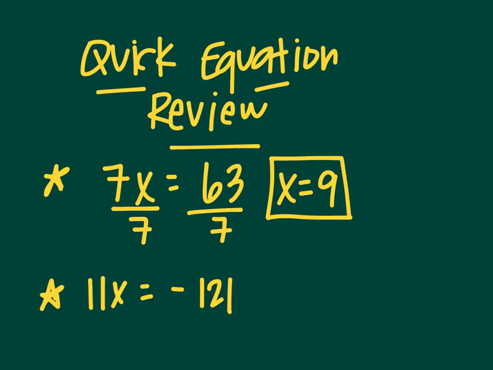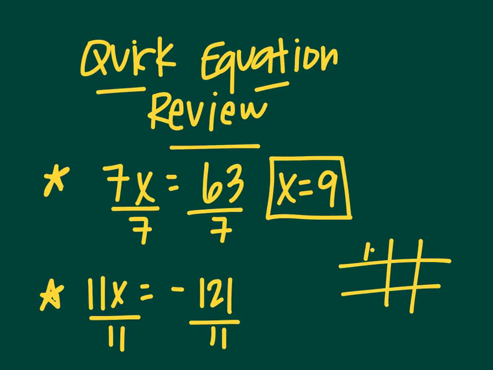In the next example, we have 11 times x equals negative 121. Cancel out multiplication with division. Divide both sides by 11. Because we're dividing a negative and a positive, I'm going to draw my tic-tac-toe. So a negative divided by a positive gives you a negative answer. So you get x equals negative 11.